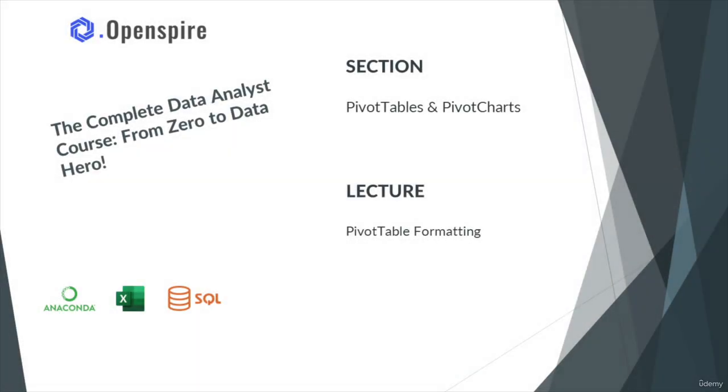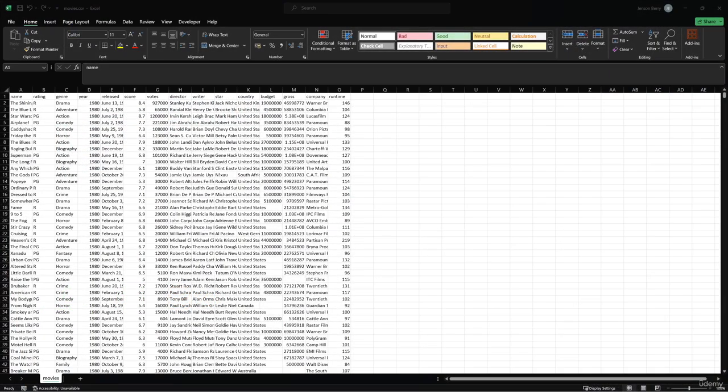In this lecture, we'll take a look at some of the formatting changes that we can make to our pivot tables in Excel. For this lecture, we'll use the same spreadsheet as before, but so that we can get some extra practice creating pivot tables, we'll start again from the raw dataset. Let's go through and create another pivot table from our data.